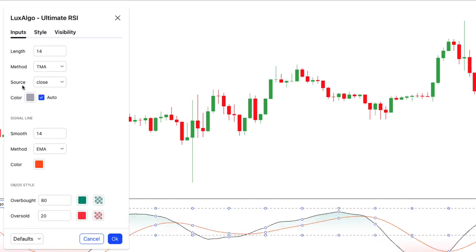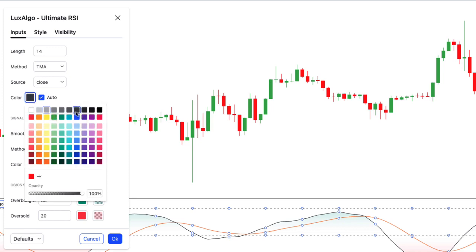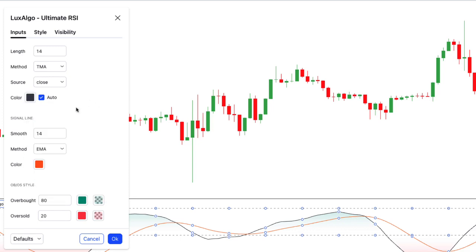Moving on to the source. It basically dictates the variety of price data that fits into the calculations. Our choice here is the close price. Following this, you have the flexibility to alter the color of the Ultimate RSI line as per your preference. Switching gears to the signal line settings, we encounter the smoothing period, which outlines the number of past candles engaged in its smoothing process. For the smoothing method, we've chosen to go with the least reactive option, which is TMA.